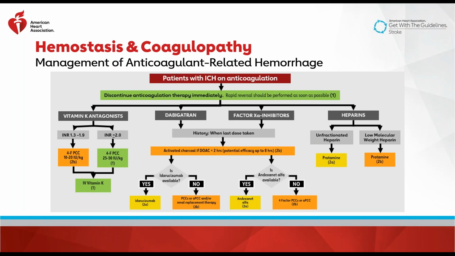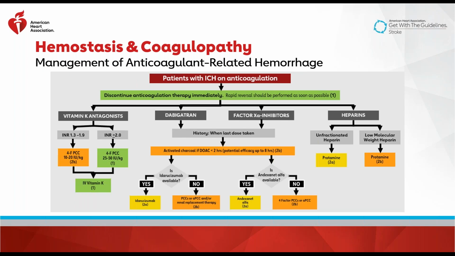This guideline provides updated recommendations for acute reversal of anticoagulation after intracranial hemorrhage, highlighting the use of your prothrombin complex concentrate, your PCC, for reversal of vitamin K antagonists such as warfarin, and Praxbind for reversal of the thrombin inhibitor dabigatran, and Andexanet alfa for reversal of factor Xa inhibitors such as rivaroxaban, apixaban, and edoxaban.